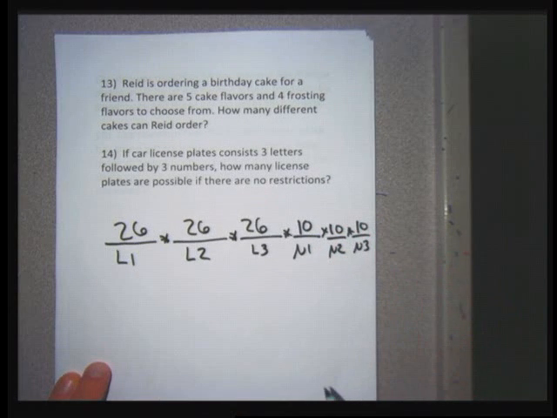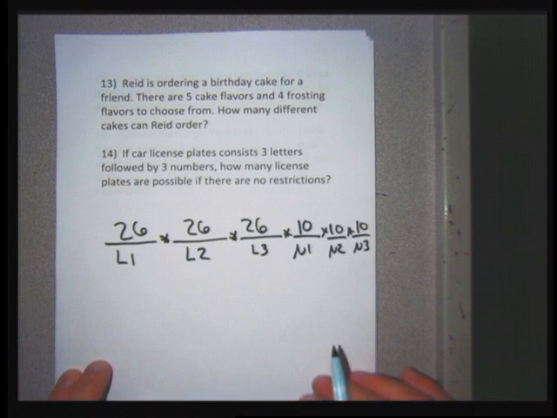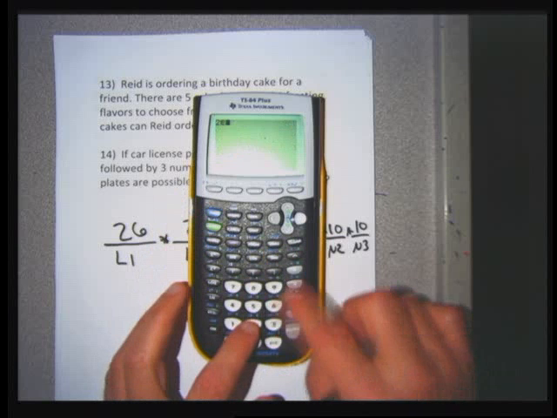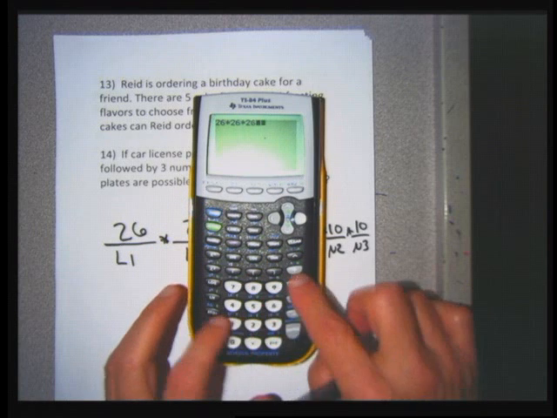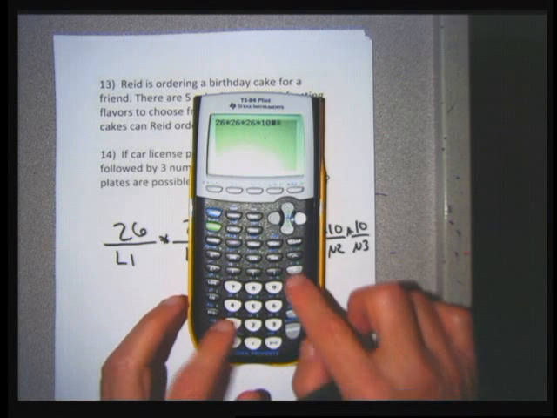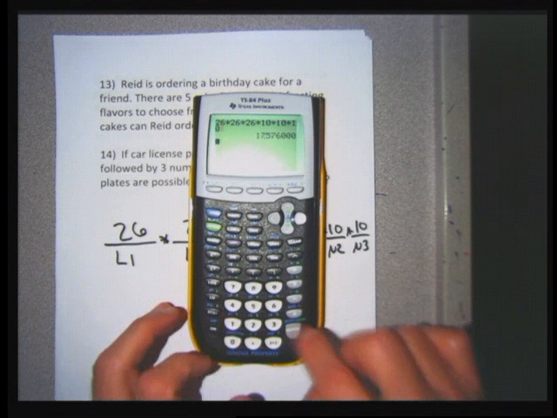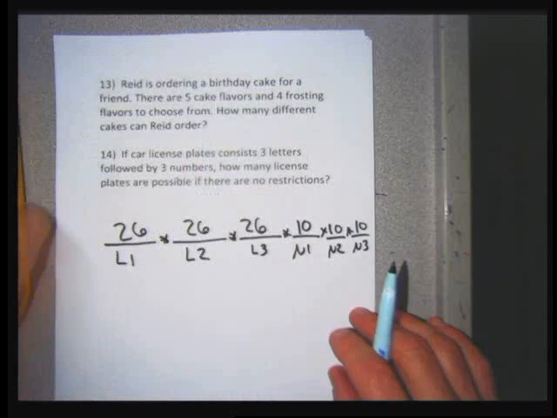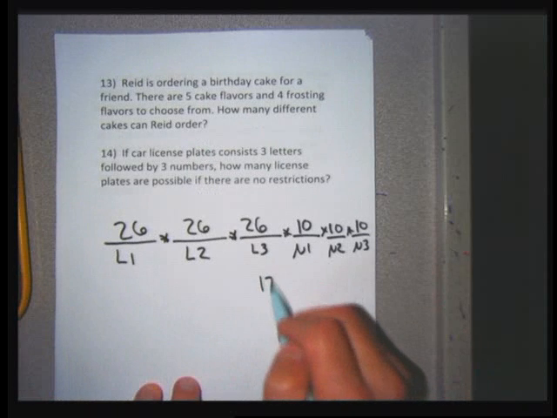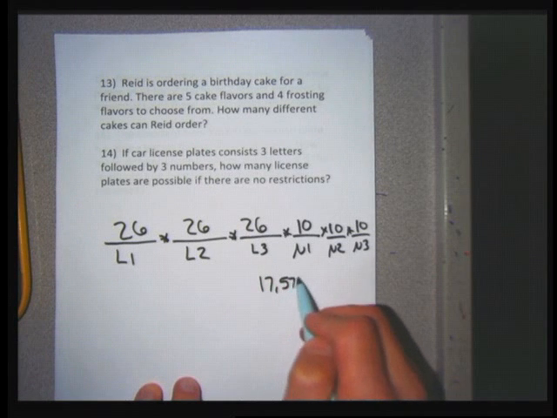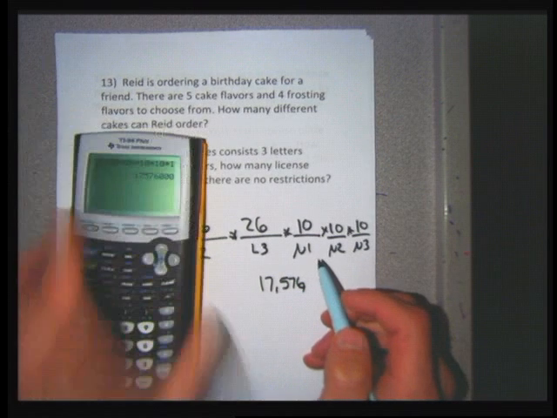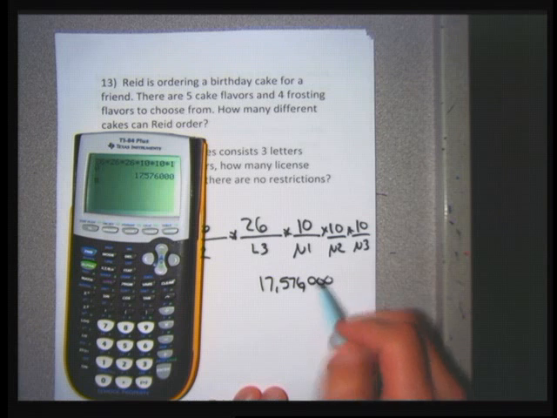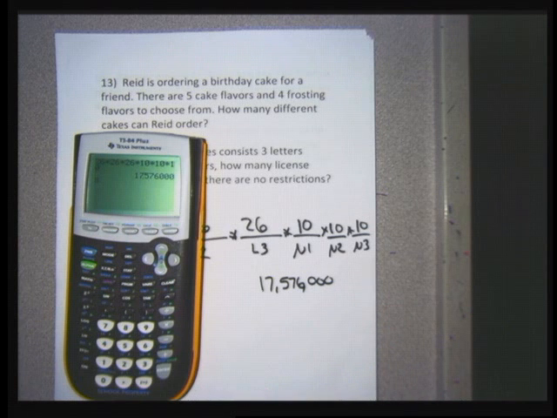If I multiply those, 26 times 26 times 26 times 10 times 10 times 10, it'll give me the number of license plates. I get 17,576,000 license plates, which is a lot, but in a state like California, where there's 7 million people in Los Angeles, and a lot of people have multiple cars, you'd run out of license plates.